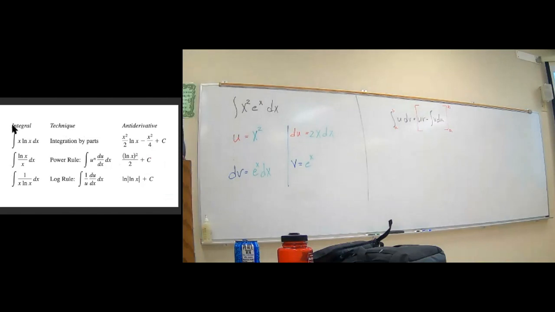So just a couple observations. Just because it looks like integration by parts does not necessarily mean it is integration by parts. This is the only problem of the three where you have to apply integration by parts. This is just the power rule. Because you've got the derivative of the ln of x times the ln of x integrated with respect to x. So this is like u to some power times du dx integrated with respect to x. So it's power rule.